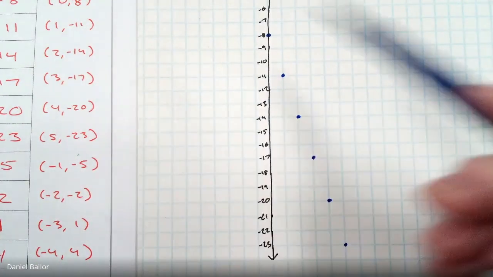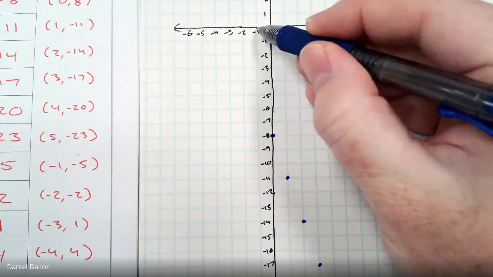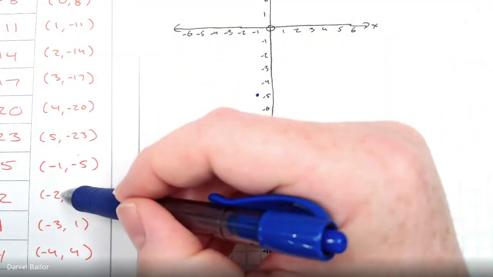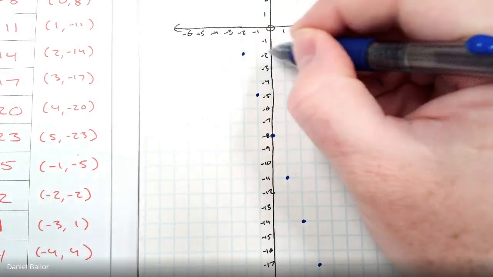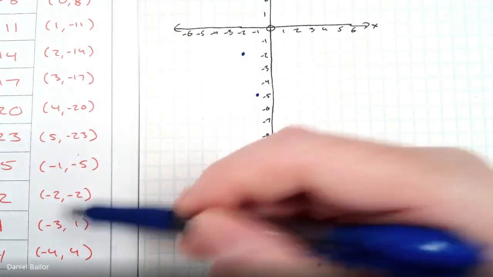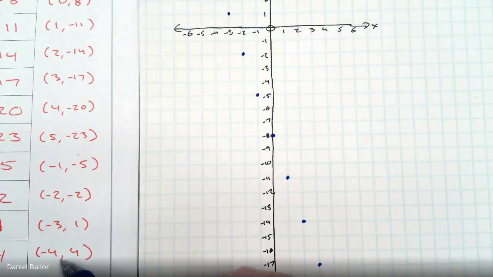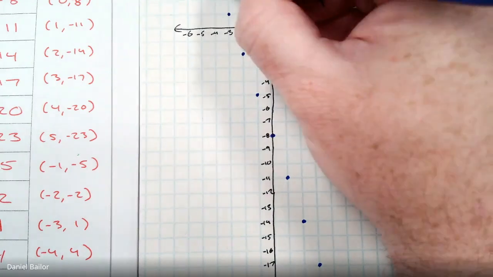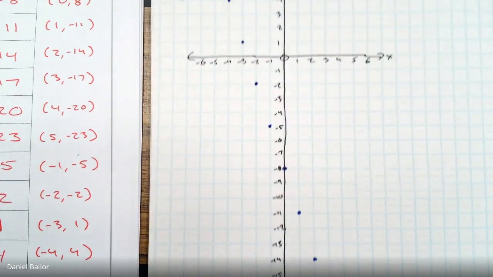Let's go to the next one. -1 and -5. So -1 on the x, -5 on the y. -2 on the x, -2 on the y. Right there, that's where they meet. -3 on the x, 1 on the y. -3 on the x, go up to 1 on the y. -4 on the x and 4 on the y, so go -4 on the x and go up to 4 on the y. So those are my coordinates.